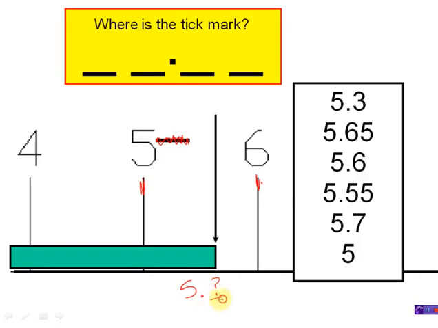And that's the only place you're allowed to guess. So 5 point something is going to be my answer. Now I definitely would not accept 5.3, because that is clearly more than halfway to 6. That just means we're not reading the ruler too well. I could accept 5.6, and I could accept 5.7. Those are the only answers I'm allowed to accept.